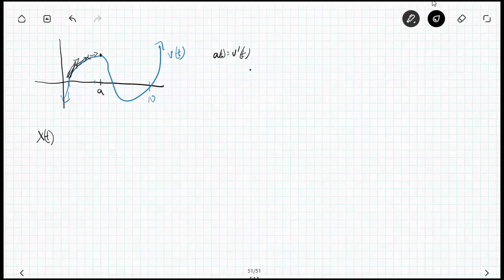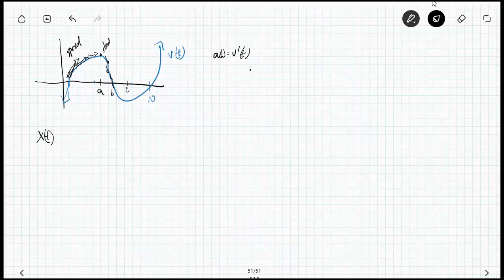Now, let's call this guy right here B, and this guy right here C. From A to B, velocity is still positive, but it's decreasing. So the slopes of the tangent lines are going to be negative, which implies that the acceleration is going to be negative. So velocity is positive, but acceleration is negative. Therefore, from A to B, it's slowing.